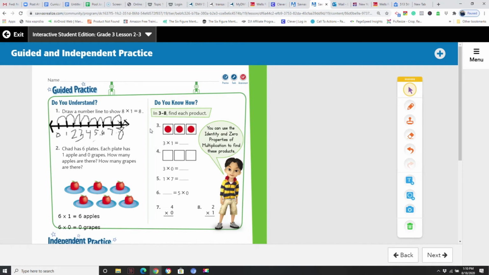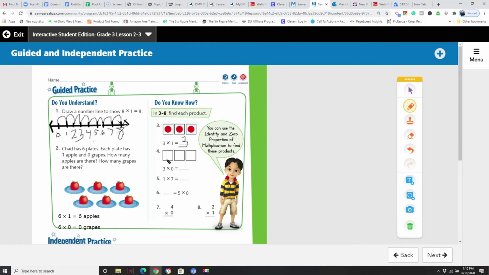Number 3, I have 3 times 1. So 3 groups of 1. Here's my 3 groups. The boxes, the squares represent my groups, and the counters, I have 1 counter in each group. So that's going to give me an answer of 3. So this is my identity property. 3 times 1 is 3.